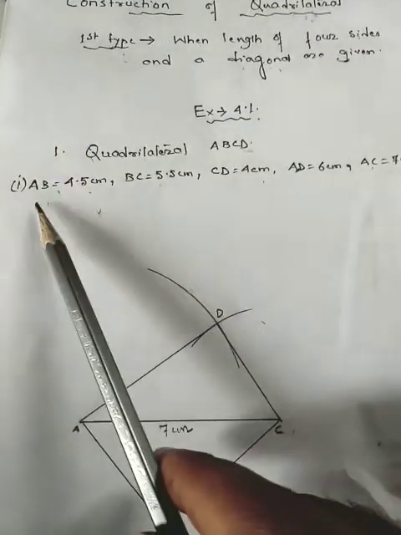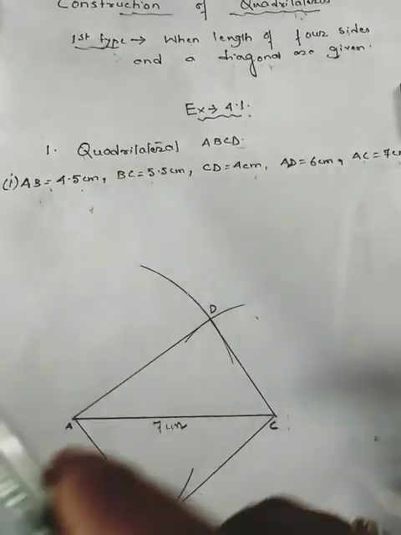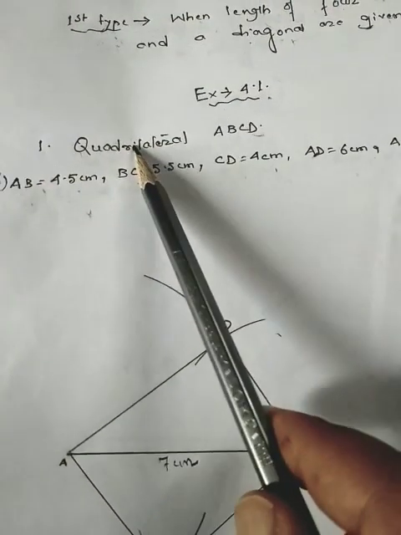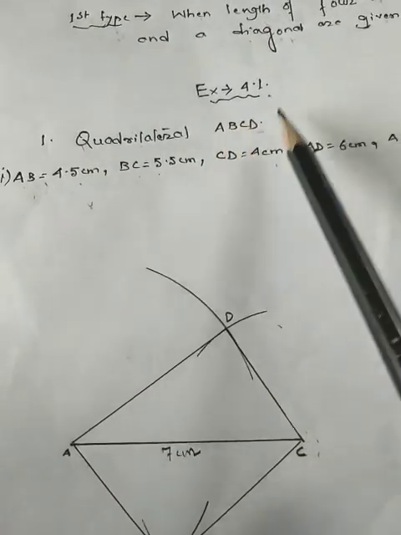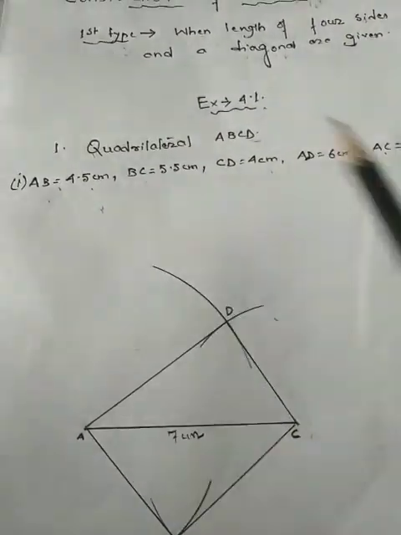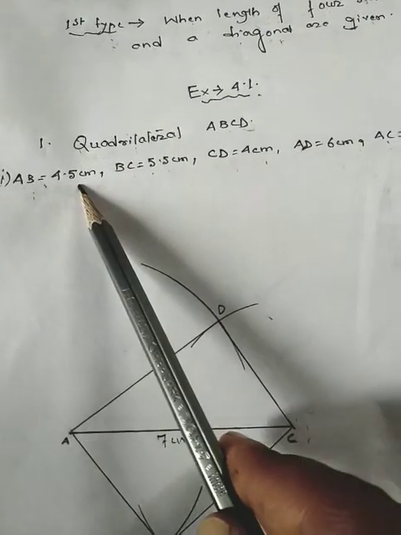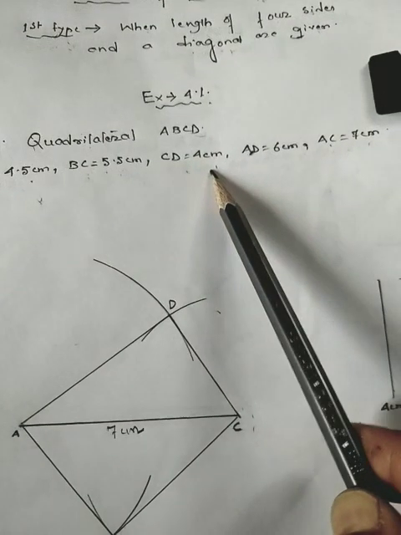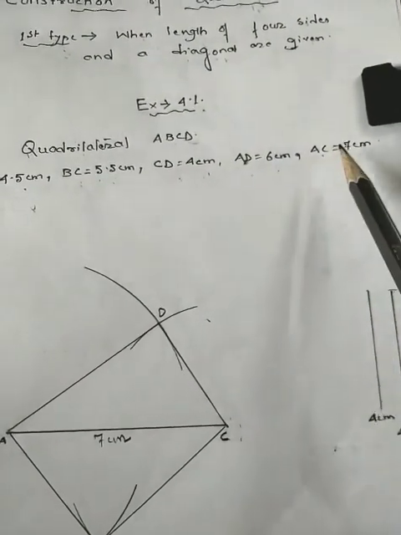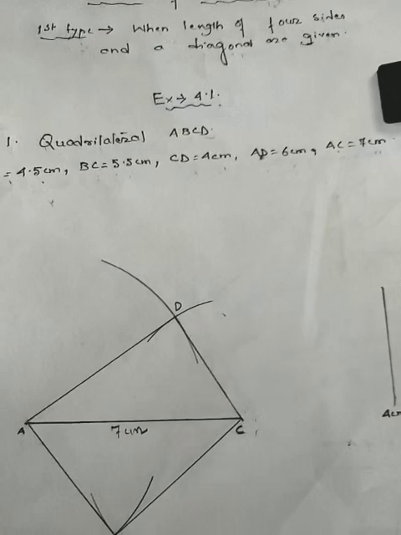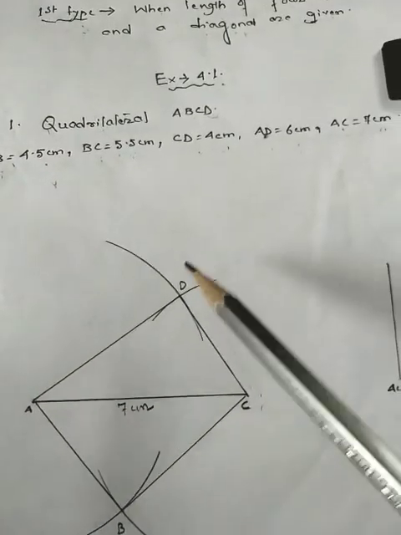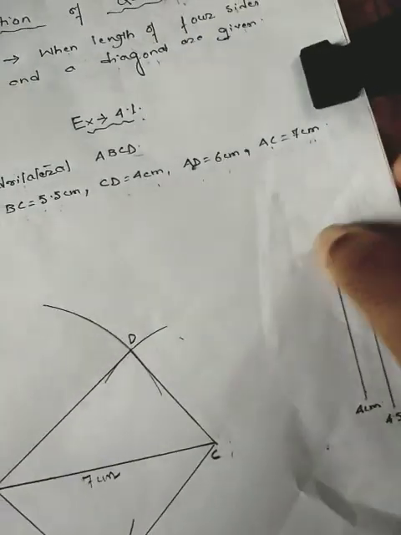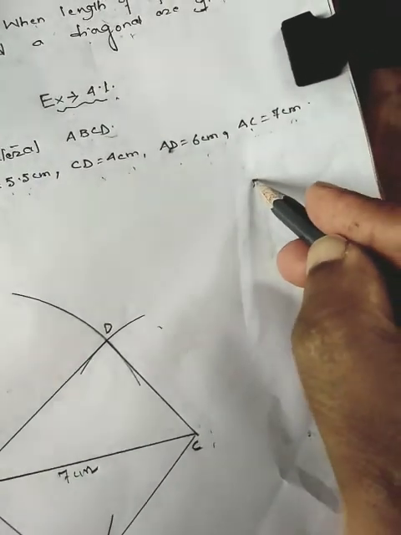Okay, so let's learn how to construct sum number 1. According to the question, you have to draw a quadrilateral named ABCD. Some dimensions are given. AB equals 4.5 centimeters, BC equals 5.5 centimeters, CD equals 4 centimeters, AD equals 6 centimeters, and AC equals 7 centimeters. Before you draw the main figure, the first thing you have to draw is a rough sketch, students, which is very, very important. The rough sketch will look like this.